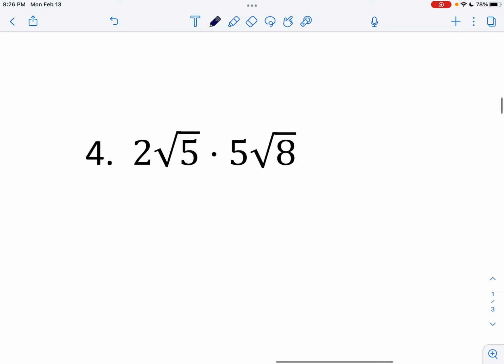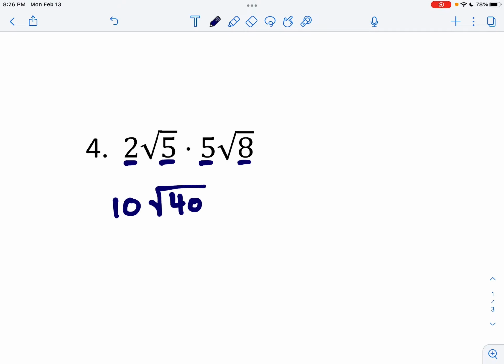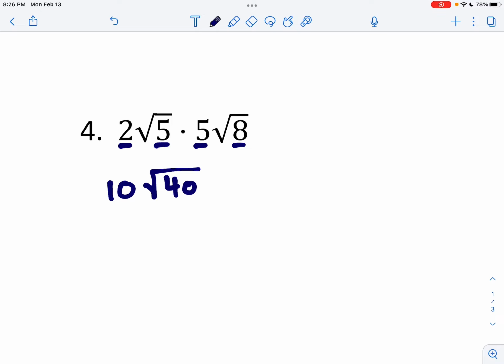Number 4. We still have some numbers here. We're going to multiply the numbers together. We get 2 times 5, which is 10. And then we have radical 5 and radical 8. We're going to multiply together, which is radical 40. Then we're going to take 40 and simplify it.